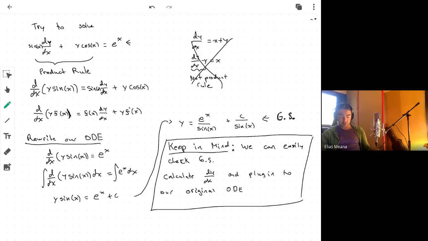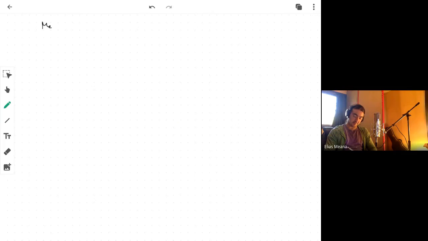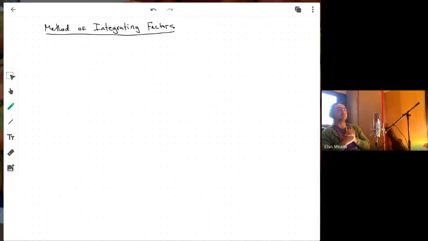So what we're going to do is develop what's called the method of integrating factors. Integrating factors are very, very important. This is the method of integrating factors. I think this is such a brilliant idea. I don't know who came up with it, but whoever did was an era-defining genius.